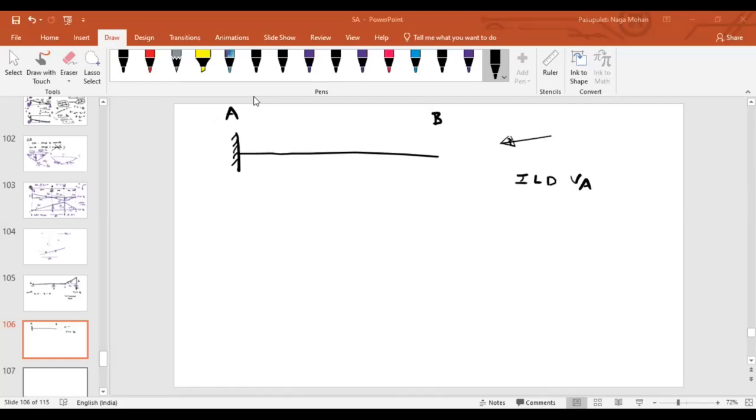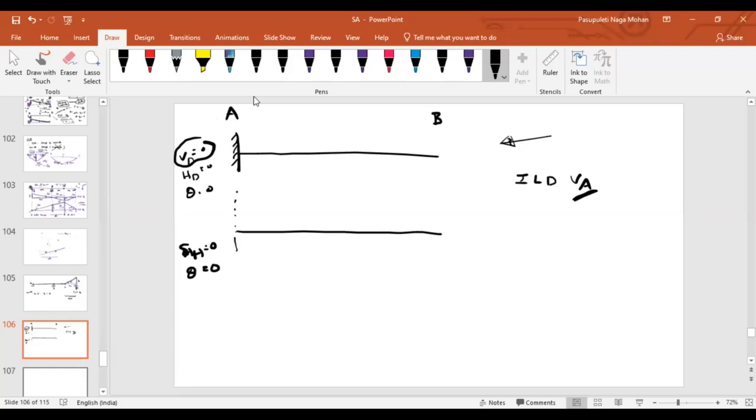At A, initially, is there any displacement possible? What is the vertical deflection, horizontal deflection, and rotation? Everything is zero, isn't it? Now, what we want to draw is the vertical reaction at A. That means what should we do? We have to release only one force. That means we have to apply only vertical displacement. Still, horizontal deflection delta H is 0. Rotation is also equal to 0. What if rotation is equal to 0?